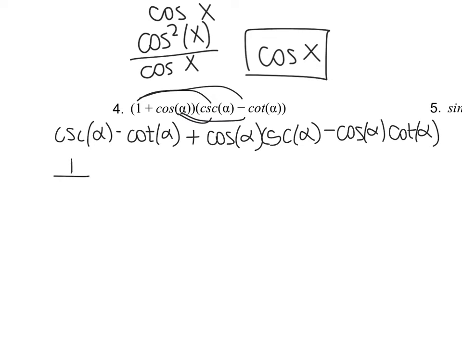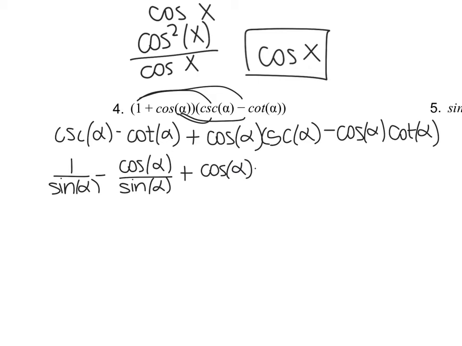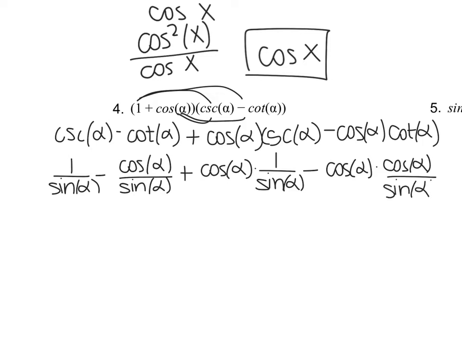So we get 1 over sine of alpha minus cosine of alpha over sine of alpha plus cosine of alpha times 1 over sine of alpha minus cosine of alpha times cosine of alpha over sine of alpha.